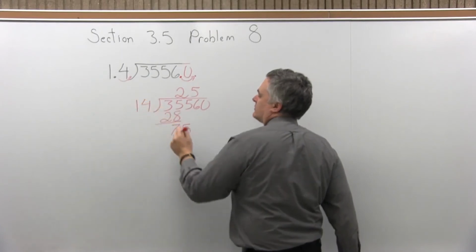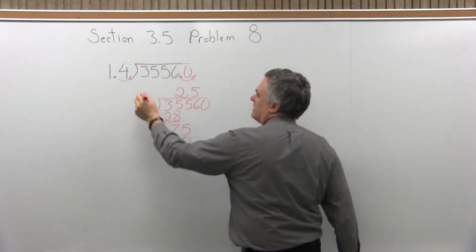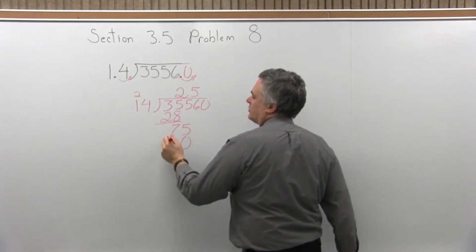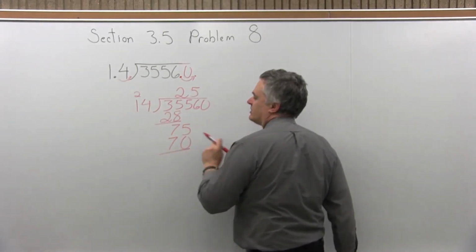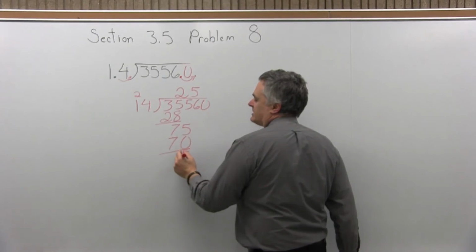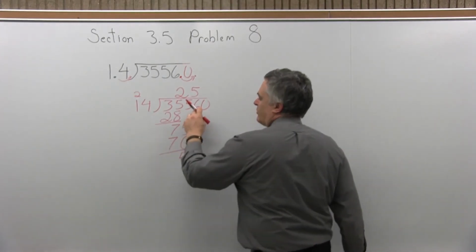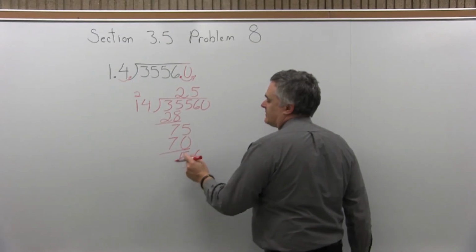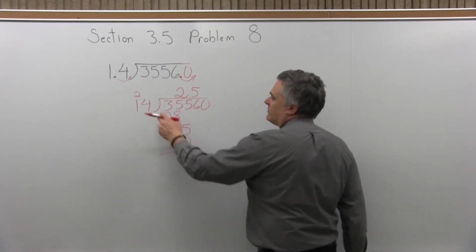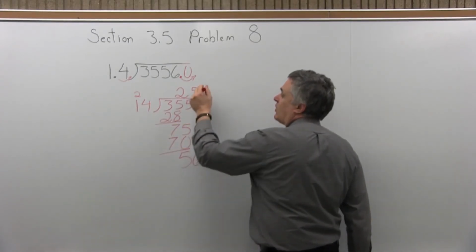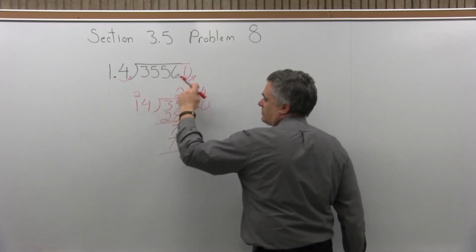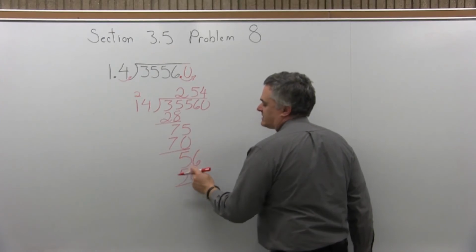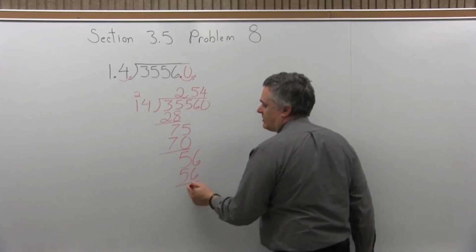Let's see if 5 will go. 5 times 4 is 20. Carry the 2. 5 times 1 is 5. 5 plus 2 more is 7. So 70, it fits pretty good. 75 minus 70 is 5. Bring down the next digit over, which is a 6. 56, it'll go into that evenly. 14 will go into 56 4 times. So 4 times 14 is 56. 56 minus 56 is 0.